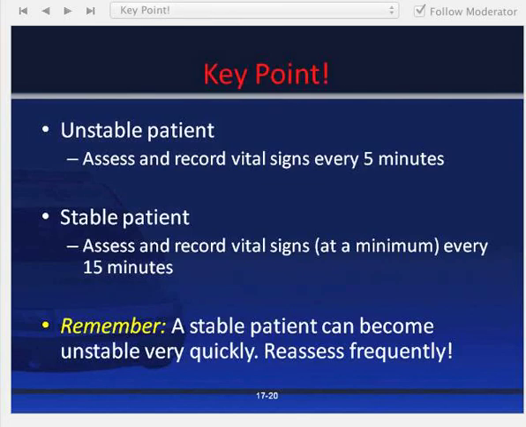Key points: unstable patients should be assessed every 5 minutes, and stable patients should be assessed and have their vitals recorded every 15 minutes. Remember, a stable patient can become unstable extremely quickly, so reassess frequently.